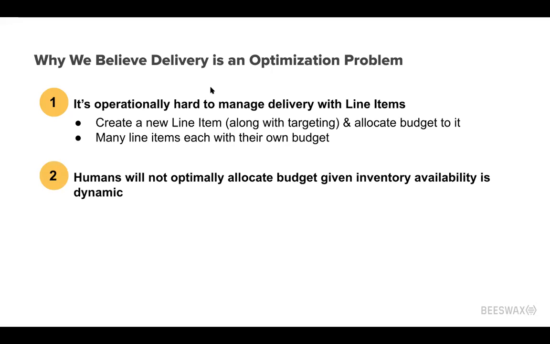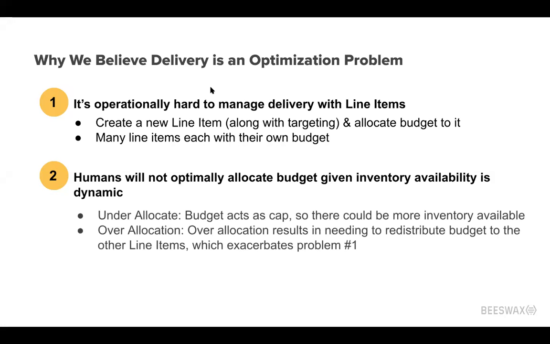So that's one problem. The second problem is that we believe humans won't optimally allocate budget to that inventory because inventory availability is dynamic. What I mean by that is, inventory that's available today may not be the same tomorrow, and therefore doing it manually, you'll end up with a suboptimal outcome. And just a couple of examples of this, some things typical traders will do. If you use the line item method of creating a new line item and allocating budget to it, two things typically happen. You'll either under allocate budget because budget acts as a cap.